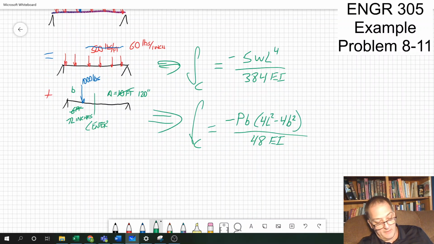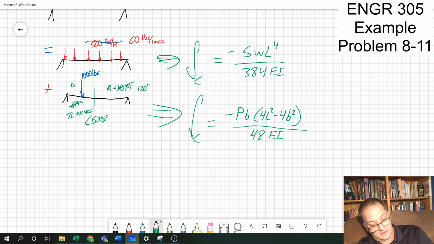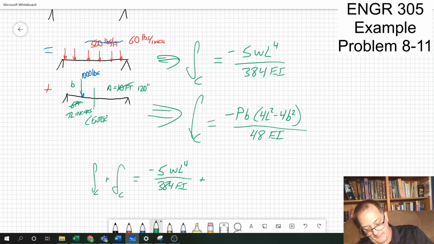So now if I want my deflection, it's just delta at the center plus delta at the center. Maybe I should have used better variables. Equals minus 5 W L to the 4th over 384 EI plus a minus P B (4L squared minus 4B squared) over 48 EI.